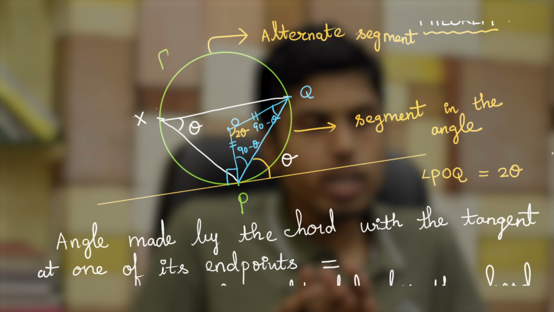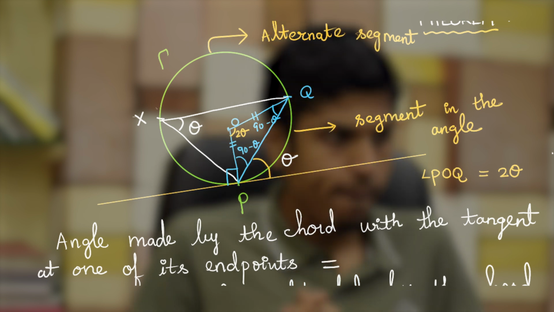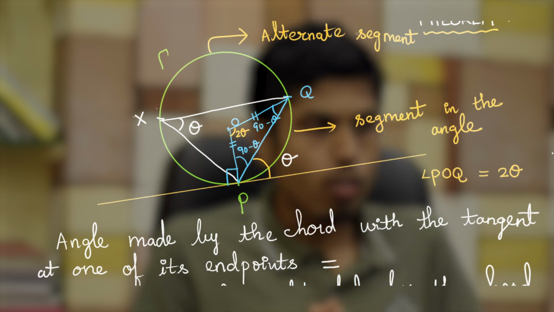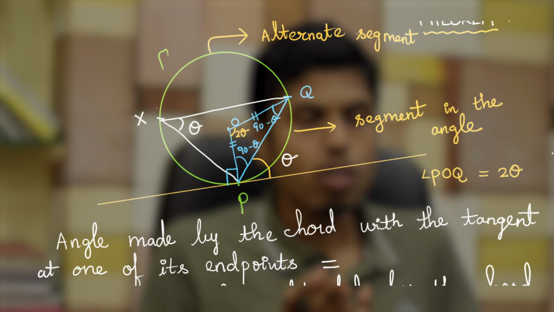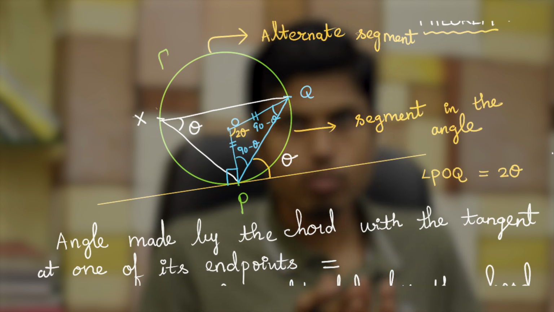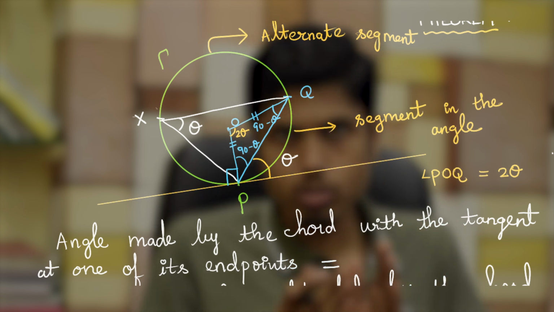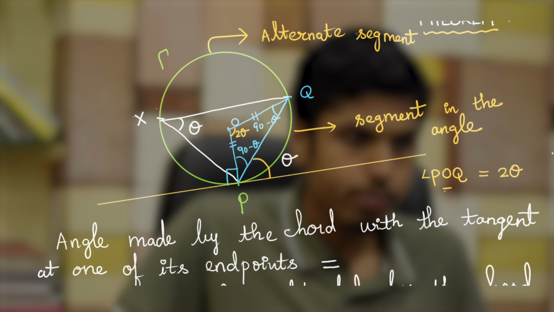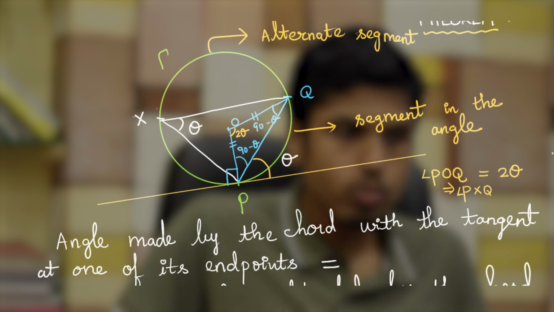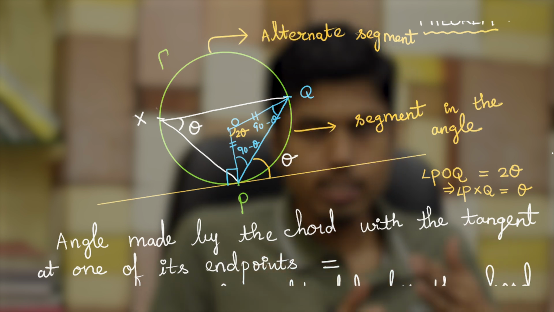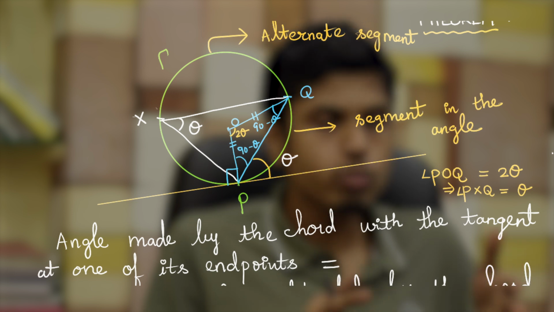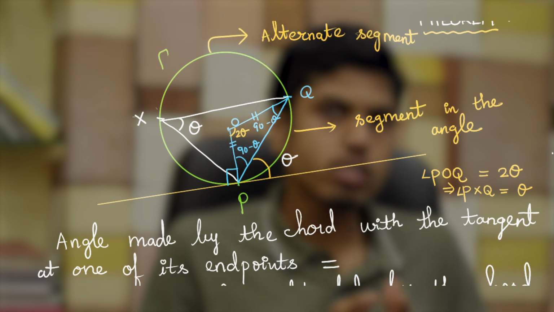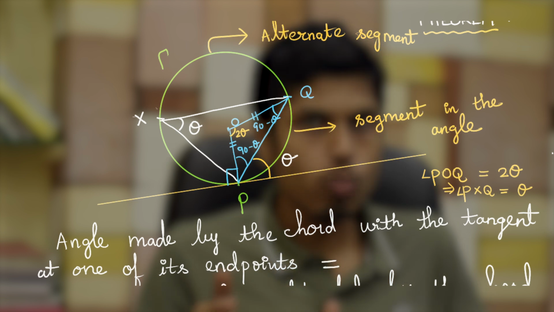And we know that by the inscribed angle theorem, the angle subtended at the circumference of a segment is nothing but half the angle subtended by it at the center of the circle. So POQ is 2 theta, which implies angle PXQ equals theta. The proof is quite easy, but learning how to apply it in problems under suitable conditions is a challenging task. So let's solve a problem based on this.